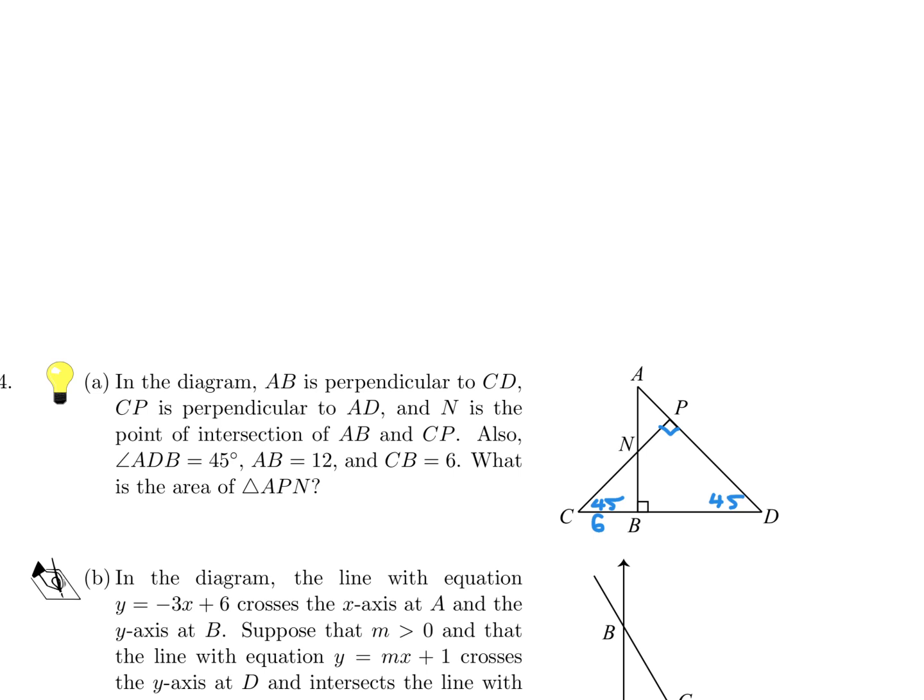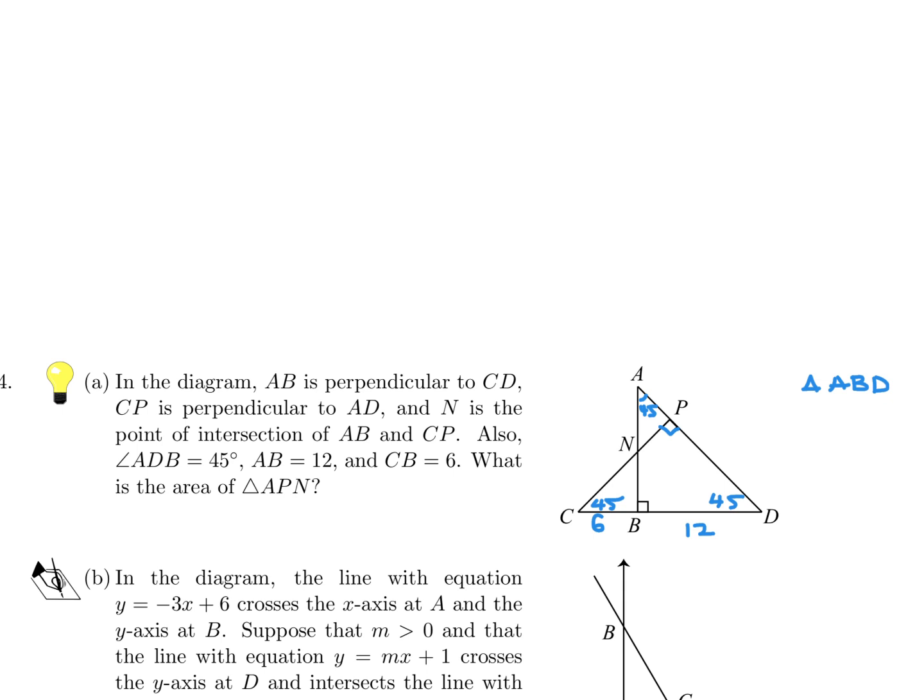Let me see if there's any other piece of information. AB is perpendicular. Okay, we got that. CP is perpendicular. We got that. N is the point of intersection. ADB is 45. AB is 12. If that's 45, then this angle in here is 45 also. So if AB is 12, then BD is 12 also, because since it's 45 and 45, triangle ABD is isosceles, and the two sides would be the same.